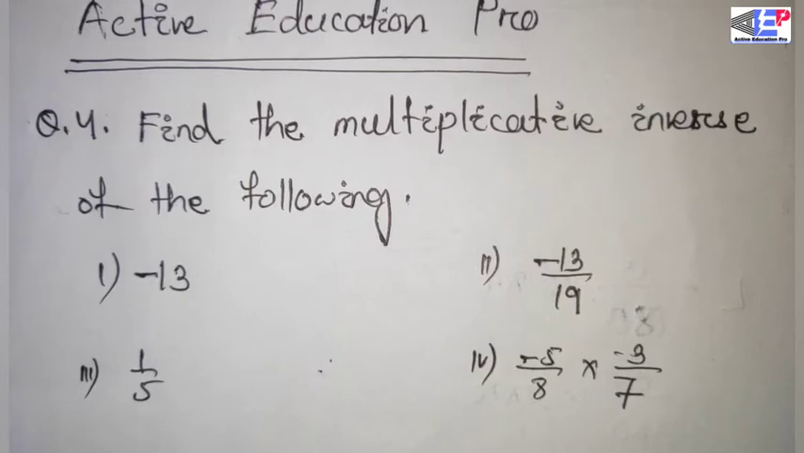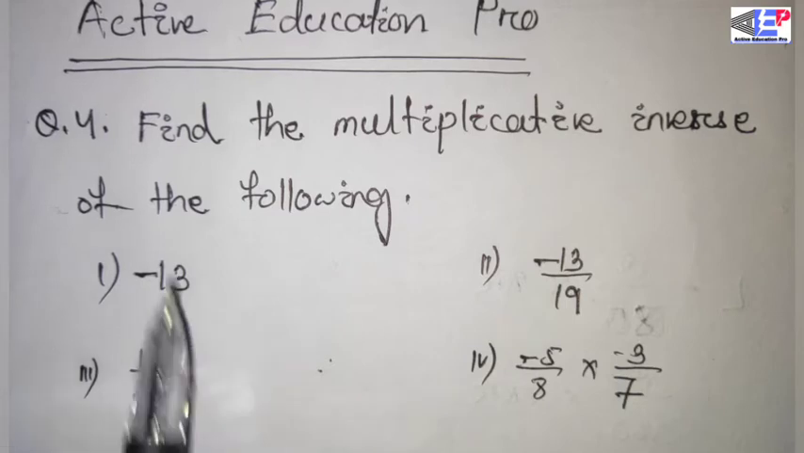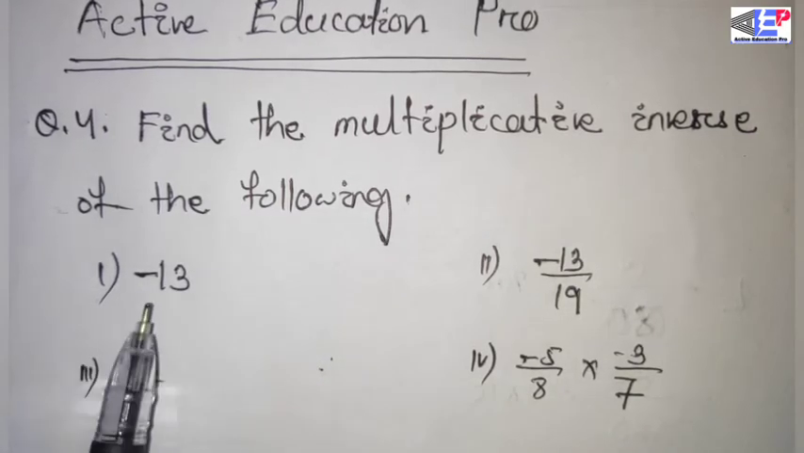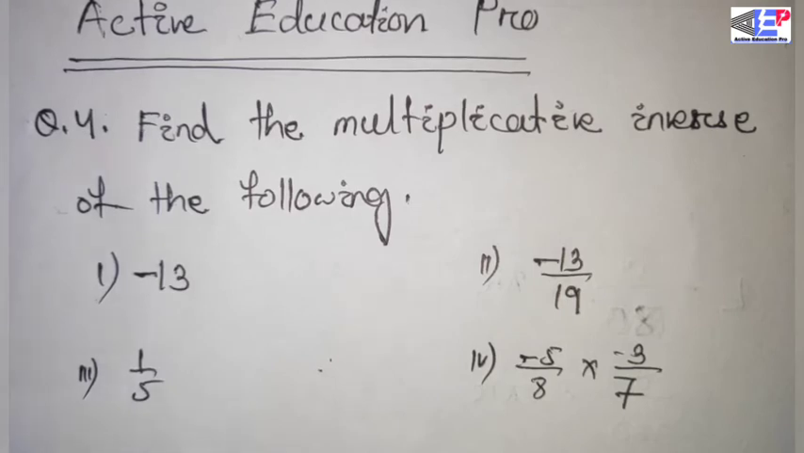So let's start. First, question number 4. Find the multiplicative inverse of the following numbers. First bit, minus 13. In my last video, in part 5, properties of rational numbers, we already discussed the reciprocal, the multiplicative inverse of a rational number. When you try to find a reciprocal, don't change its sign, just change the position of numerator and denominator.